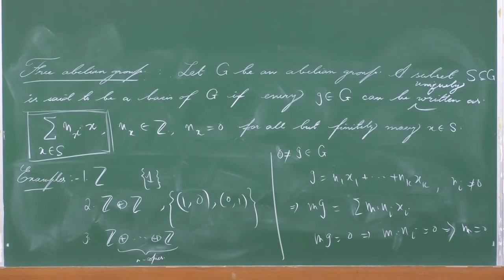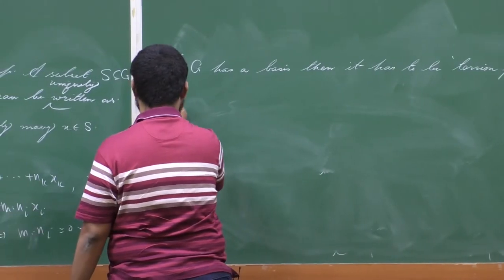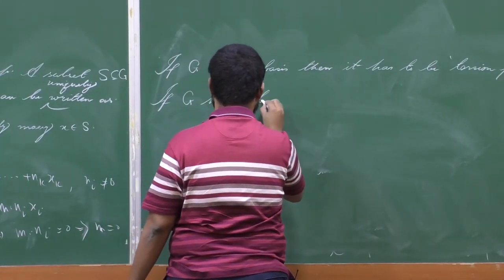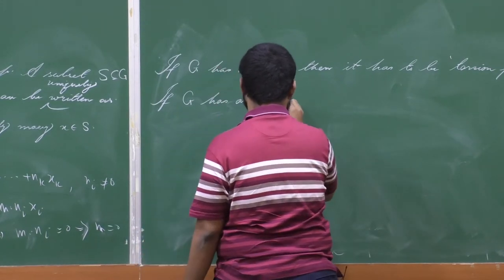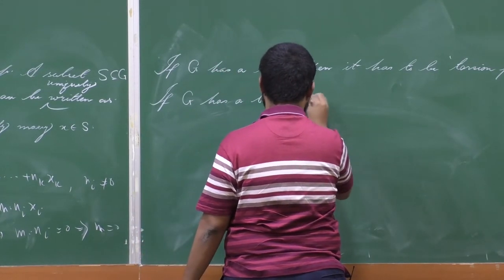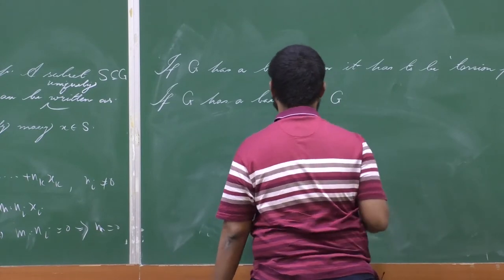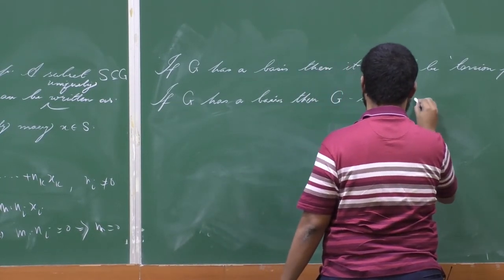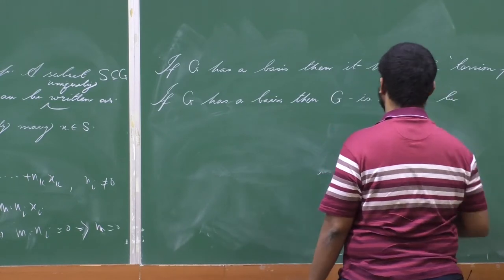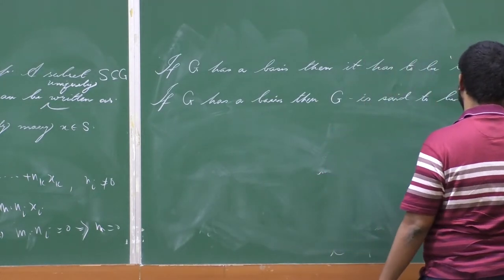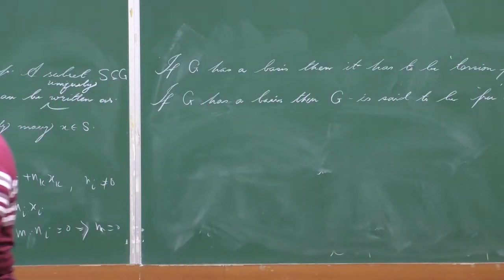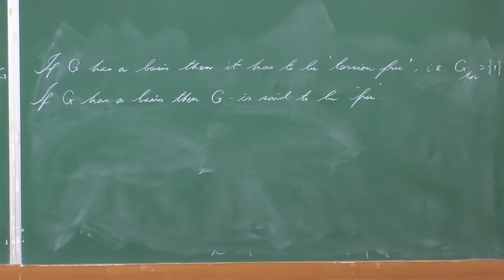So if an abelian group G has a basis, then G is said to be free. By a free abelian group, I mean an abelian group which admits a basis.